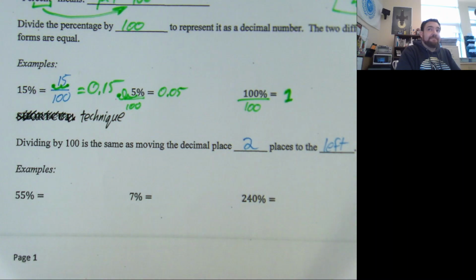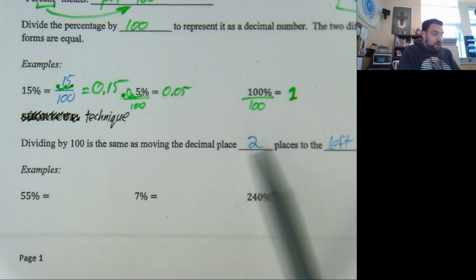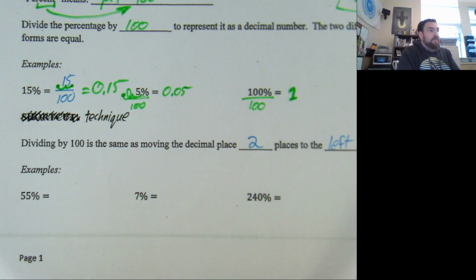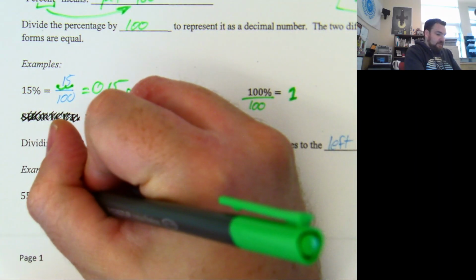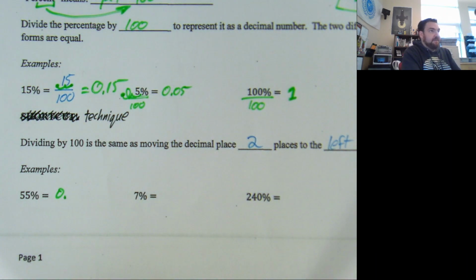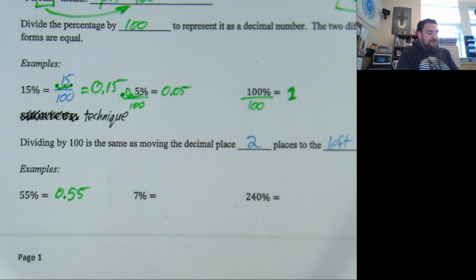Love it. So the technique is to move the decimal 2 places to the left. So let's crank these out real quick. 55% is what as a decimal? It's 55%. Oh, 0.55. Love it. Someone else.